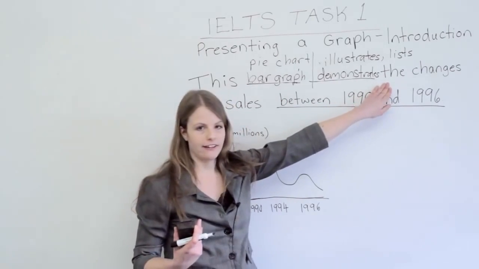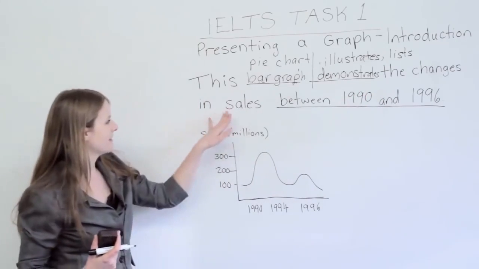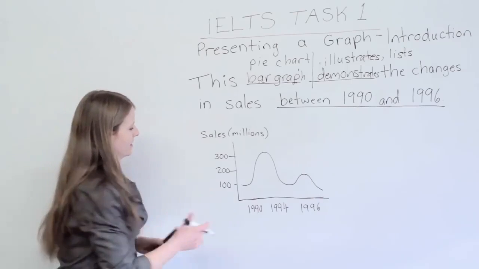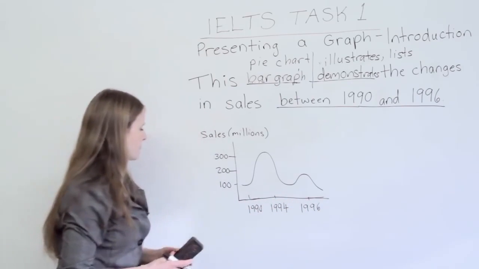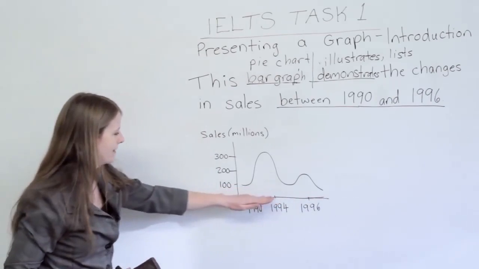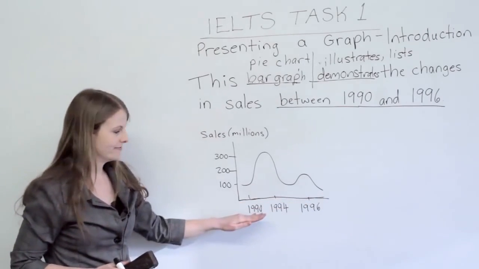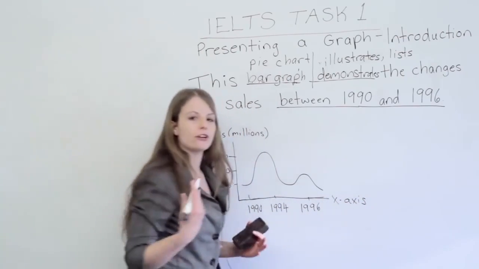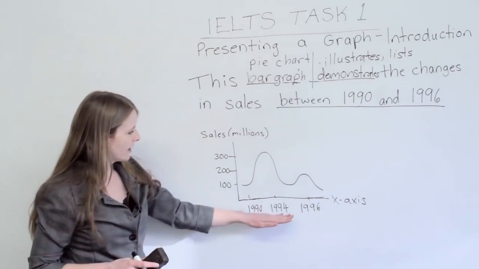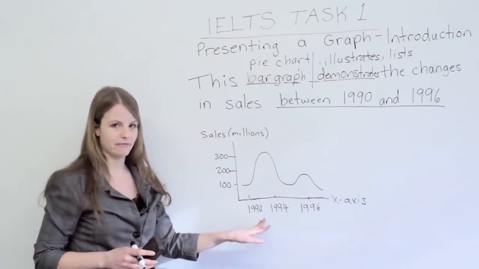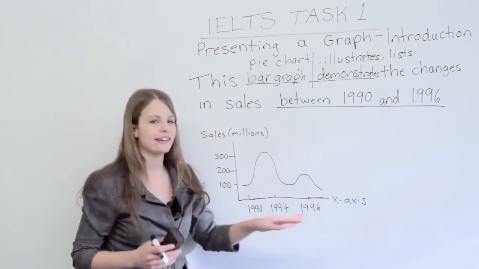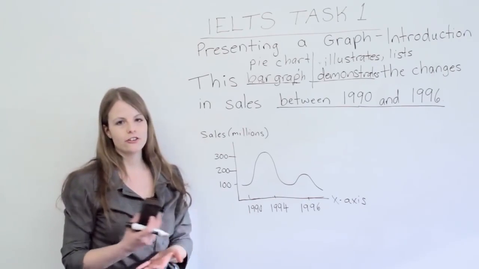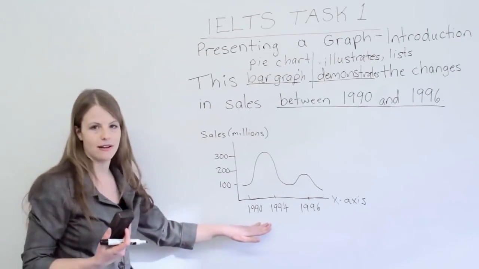Here we have a specific example: the changes in sales. Oftentimes you'll be looking at changes in sales. So for example, here in this graph, this is known as the x-axis. This is just some more terminology about graphs. So on our x-axis, we see years: 1990, 1994, 1996. So we're talking about time. You may not see something like this, but there's a good chance you might get a graph that shows time on your x-axis.